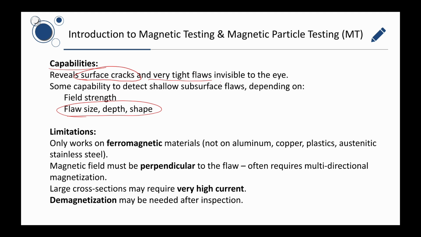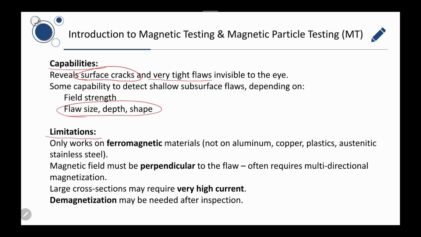Immediate visual result: indications are formed directly over the flaw, giving a real-time inspection result. If we are using fluorescent particles under UV light, it further enhances visibility in low light conditions as per the standard.